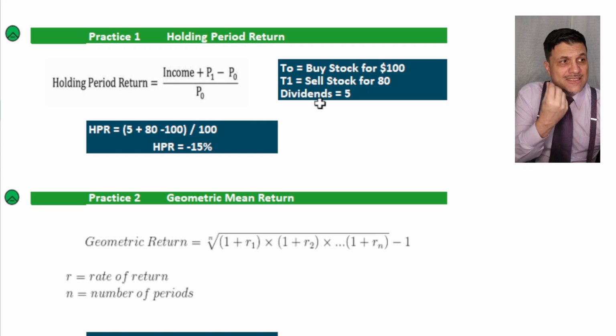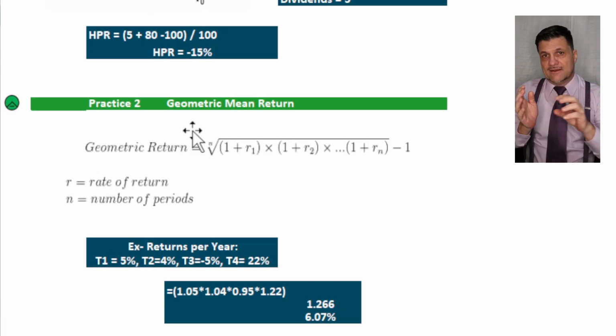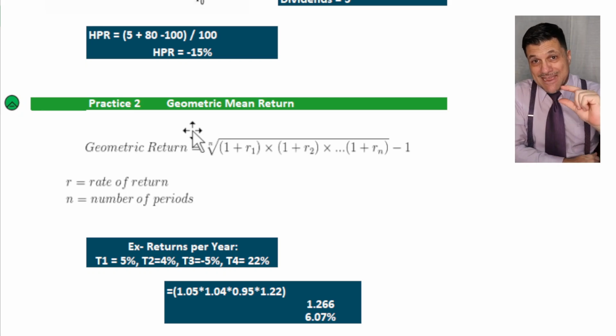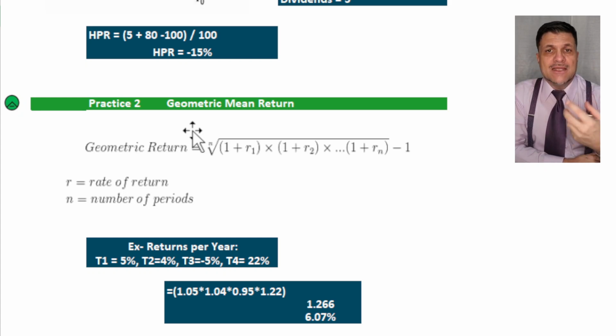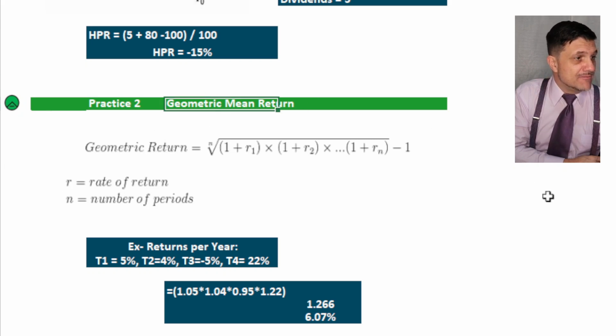But that's not telling you much. So let's see something more. Instead of dividing the minus 15 by the number of years, I'm going to use a different approach. Instead of looking at how much I had in the beginning and in the end, I'm going to go year after year, or period after period, see how much money I made per year, and then average those numbers. I would get a better answer, and that's what we call the geometric mean return.